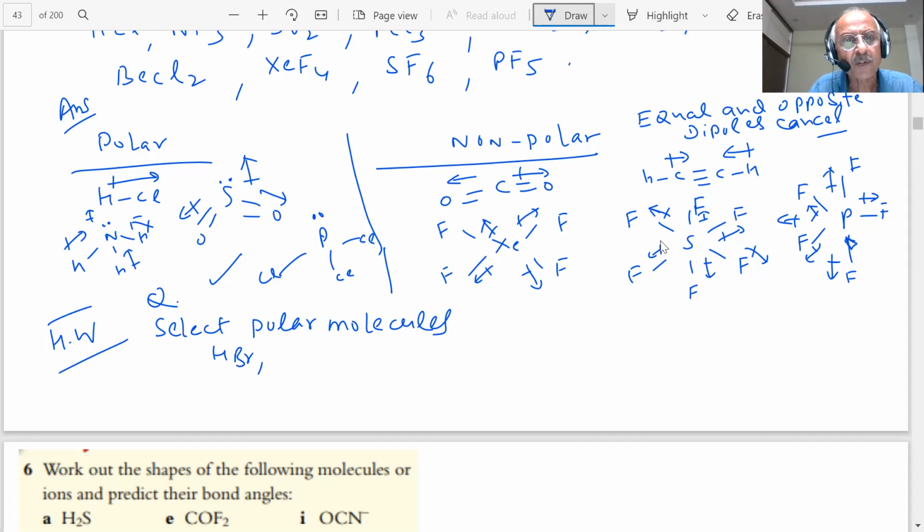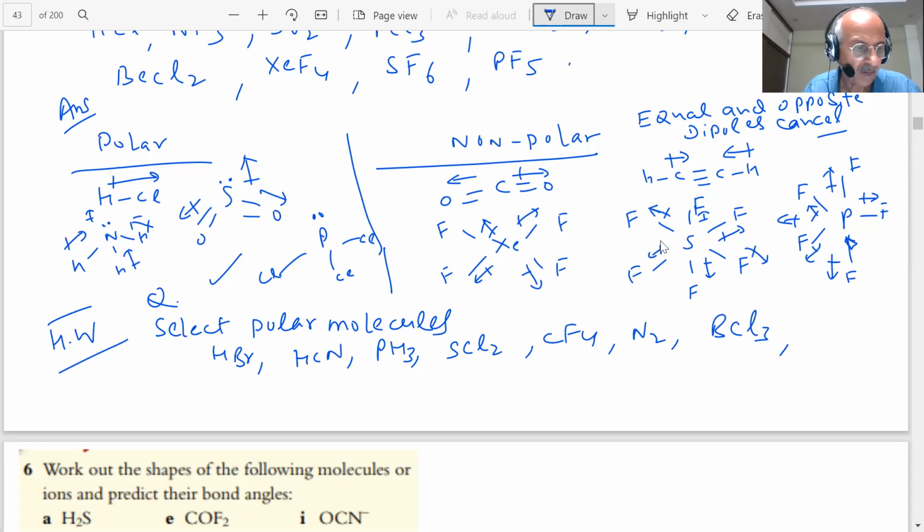You are given HBr, HCN, PH3, SCl2, CF4, N2, BCl3, C2Cl2, H2S, and CH2Cl2. You have to select which are the polar molecules out of these. Can you do it? Note down the homework.